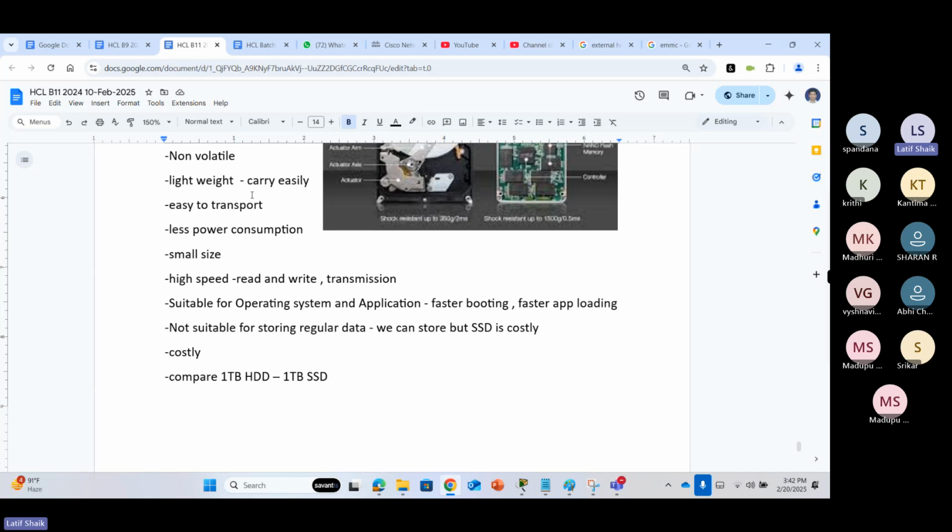storage. Why? Because SSDs are costly. Yes, in recent years SSDs have come down to a normal cost. Earlier, compared to a hard disk, SSD was very, very costly.